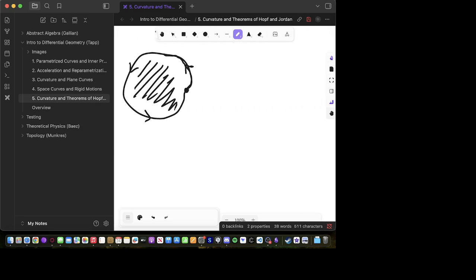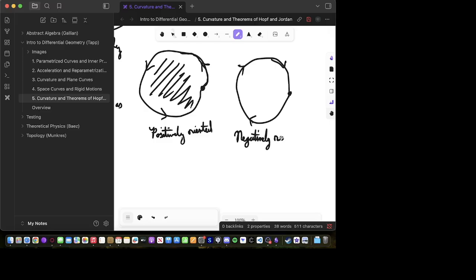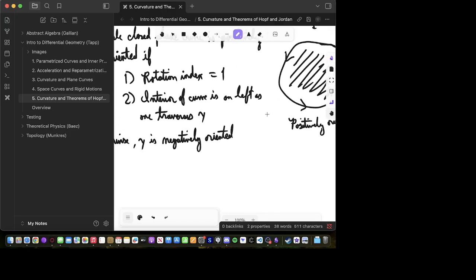So this is positively oriented, and a curve like this, going clockwise, as you can see, the interior is to the right as we traverse the curve.